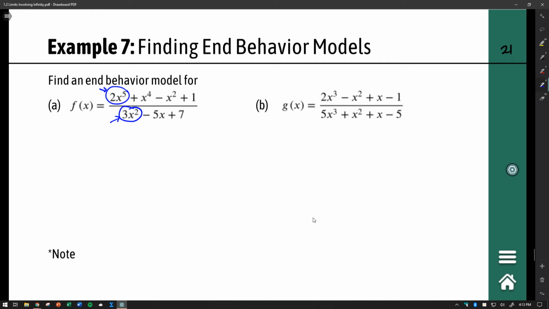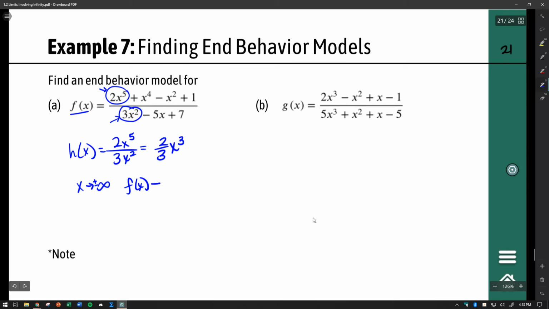So my end behavior model, I'll use h here, is going to be 2x to the fifth over 3x squared, and that's going to reduce then to 2/3 x cubed. So that tells me then, as x grows large or very increasingly small, this function f tends toward the same way as 2/3 x cubed. So a much, much simpler function will behave in basically the same way as this extremely complicated function.